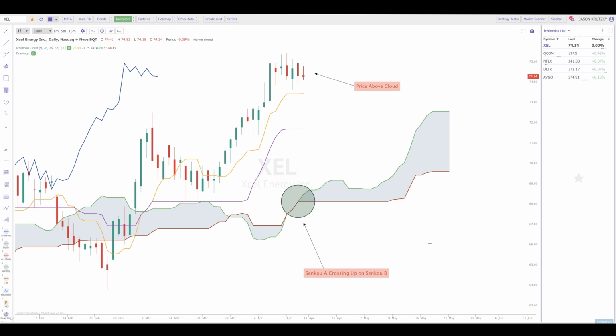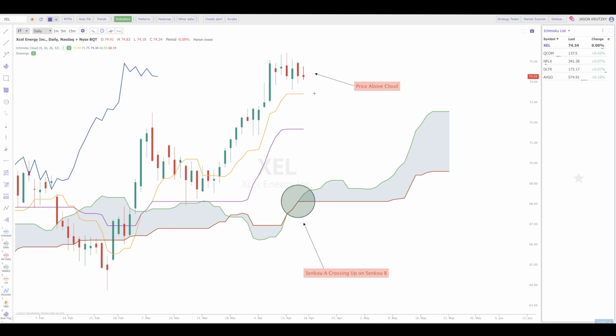In a bullish setup, we might want to be looking for a cross up on the Kumo Cloud, meaning the Senkou A is crossing up on the Senkou B. To give this particular setup a bit more strength, we might also want to look for price closing above the cloud. We can see that occurring here.